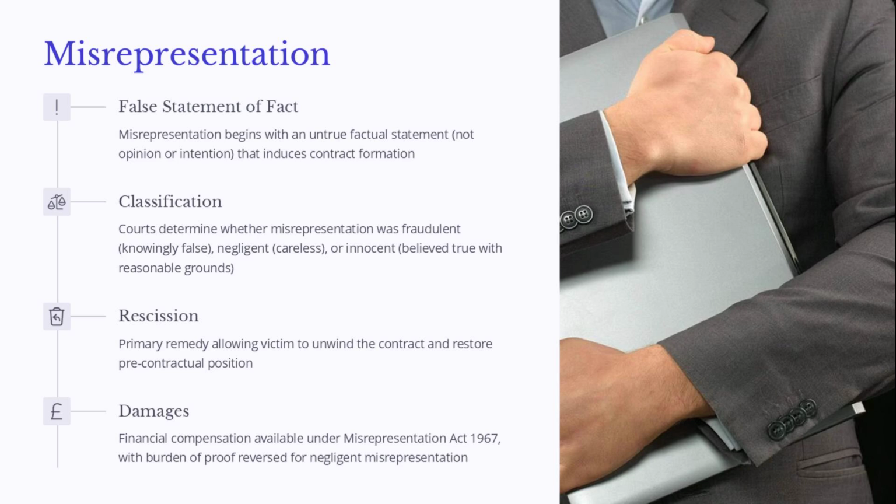Misrepresentation begins with an untrue factual statement, not opinion or intention, that induces contract formation. Courts determine whether the misrepresentation was fraudulent, knowingly false; negligent, careless; or innocent, believed true with reasonable grounds. Rescission allows the victim to unwind the contract and restore the pre-contractual position, while damages provide financial compensation under the Misrepresentation Act 1967, with the burden of proof reversed for negligent misrepresentation.